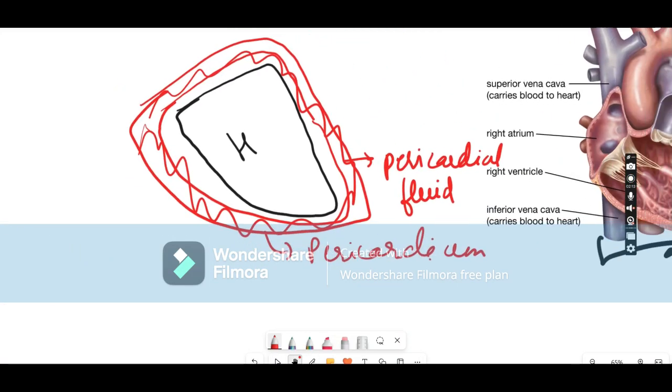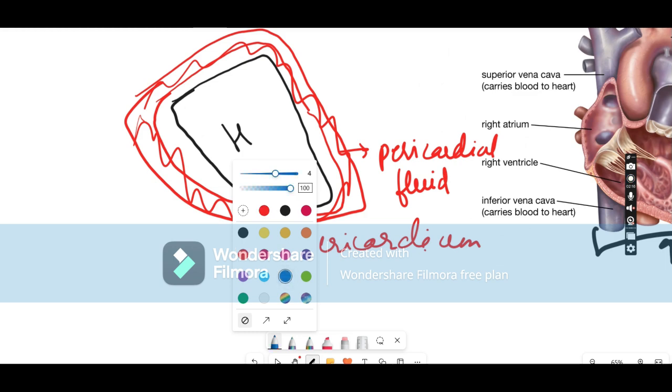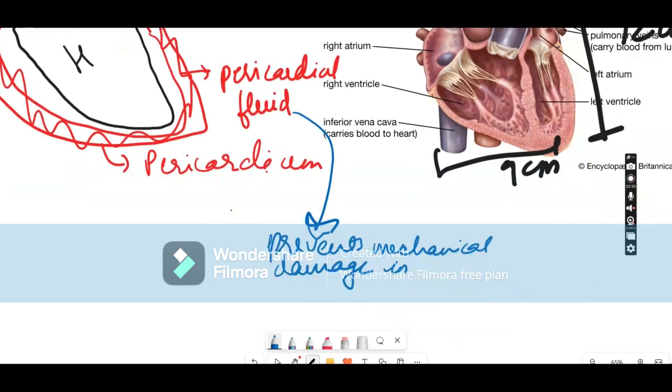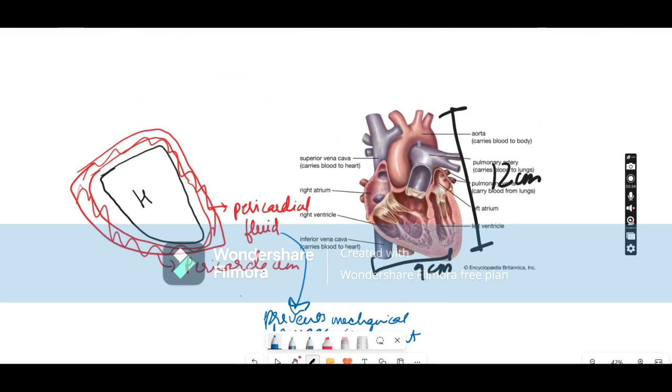So, what is the function of this pericardial fluid? The function of this pericardial fluid is that it basically prevents mechanical damage in heart. Okay, so that is the function.